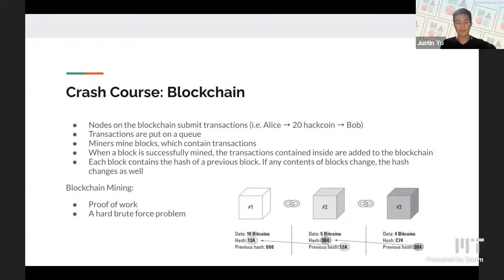So that way, if previous block's data are changed, it will change the previous block hash, which will then change the most recent block hash. And you basically chain these blocks in a line, and they're linked together because each block contains the hash of a previous block behind it.